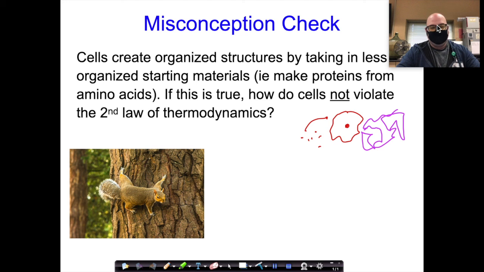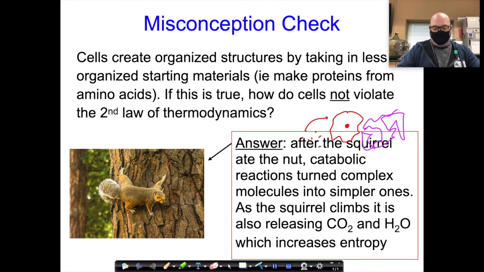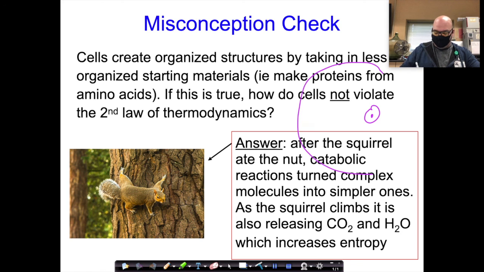Well, we have to really look at this carefully because you can't just look at the cell. You have to look at the whole system. And that whole system really means the whole universe. Entropy in the cell technically did decrease. Things became more organized. But the system as a whole, because the squirrel gives off simpler molecules in the form of waste product, we do have an increase in entropy.